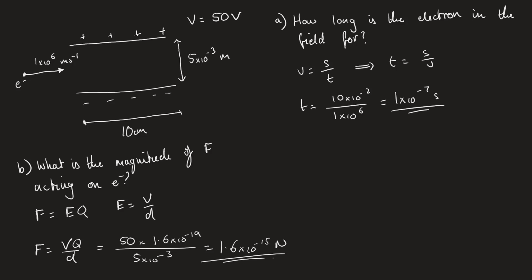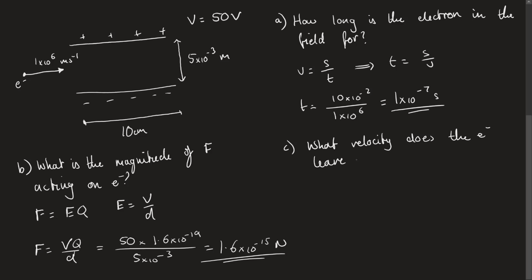The thing that it will then proceed onto, this is mostly the difficult part of this question, is us being able to then say, what is the velocity that this electron exits the plates with? So at what velocity does the electron leave the plates?